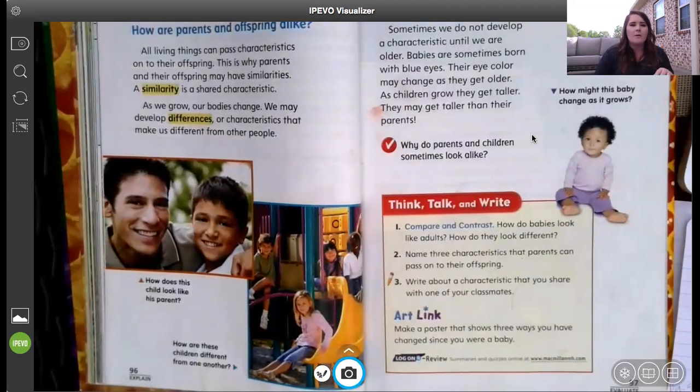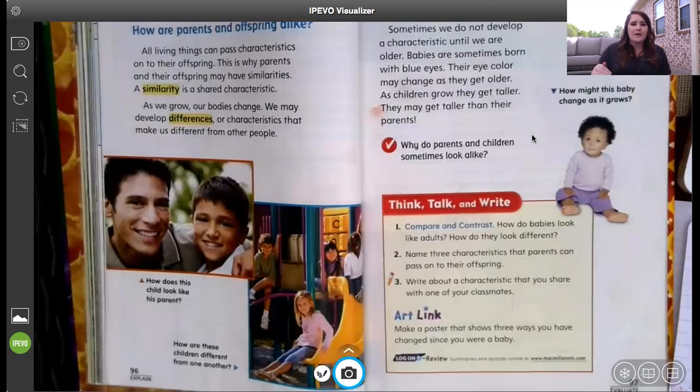But as we grow, our bodies change and we may develop differences or characteristics that make us different from other people. So you might not have the same ears as your mom or dad, or as you get older, you may get really, really tall and you get even taller than your mom and dad. So as we grow and our bodies change, you can have similarities where you do look like your parents, or you can have some differences where you don't look like your parents anymore. Maybe you don't have the same characteristics. So those are some things to think about when we talk about parents and their offspring and their children.